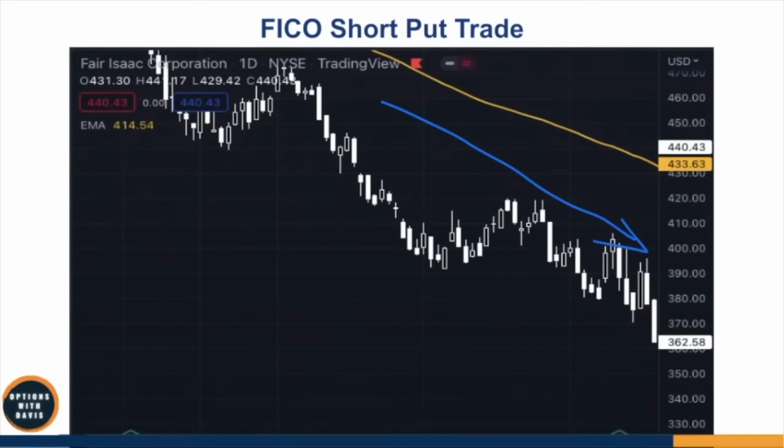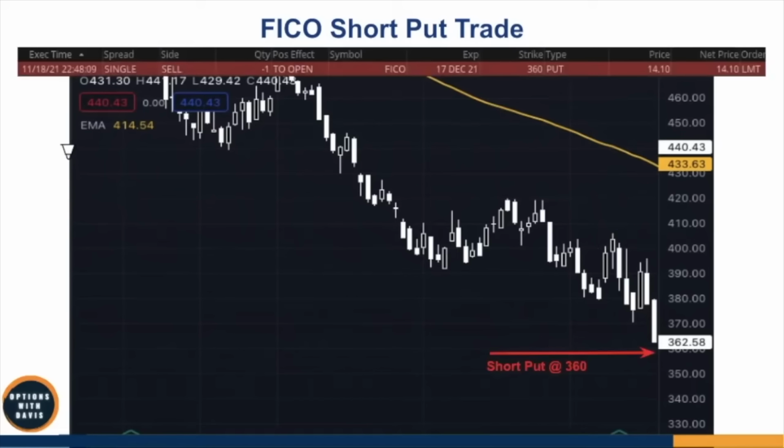So for this trade, on the 18th of November, you can see down here, I sold the 360 put and received a pretty nice credit. It's about $14. So what I did down here is I sold pretty much an at-the-money put option. I sold an at-the-money put option for 360, received $14.10.